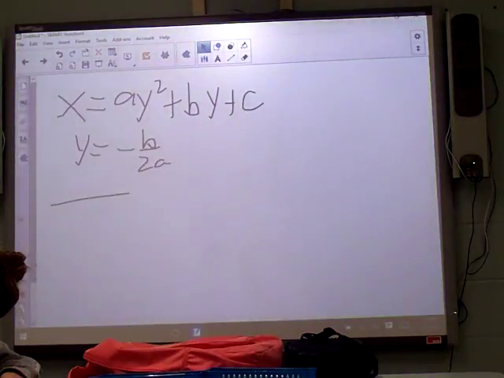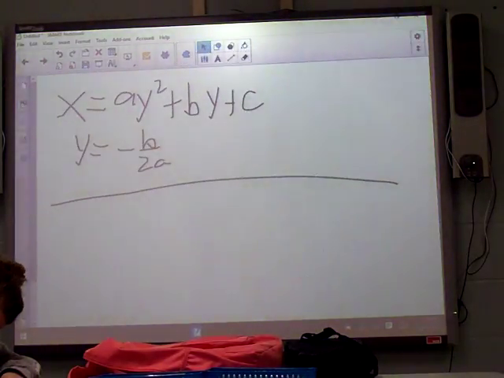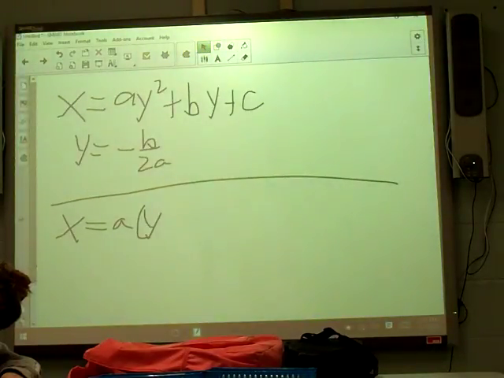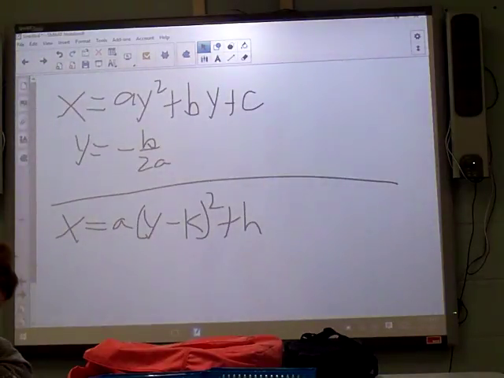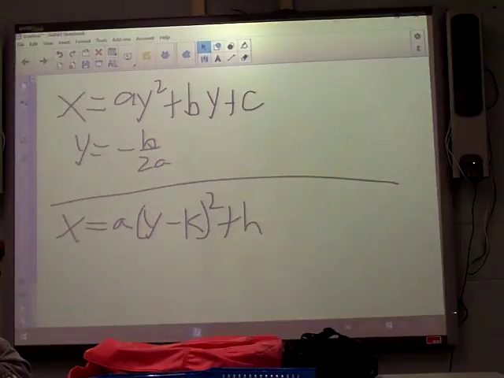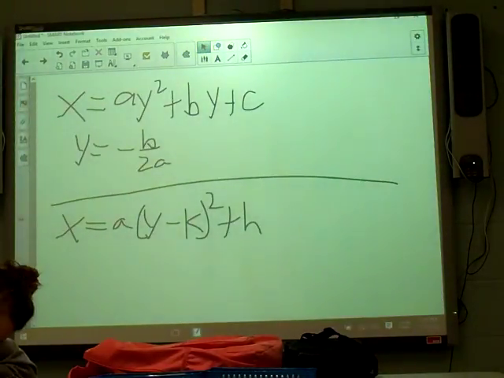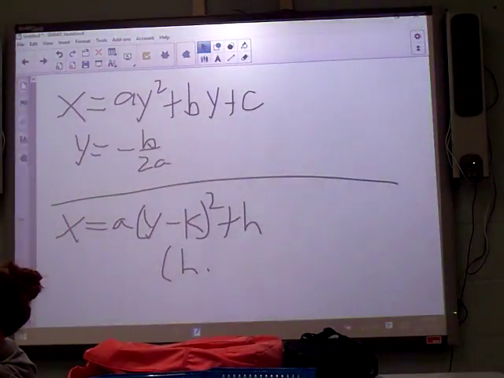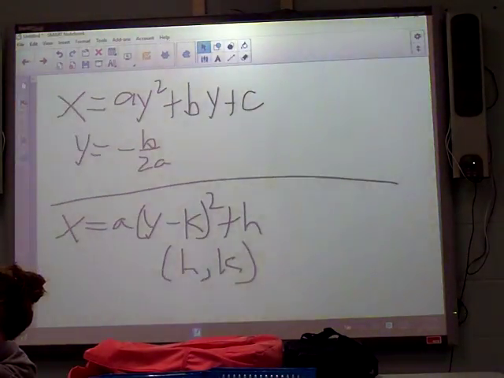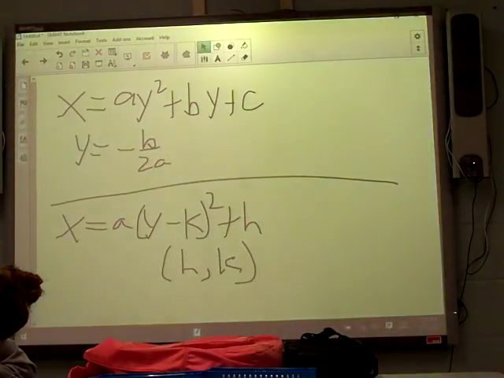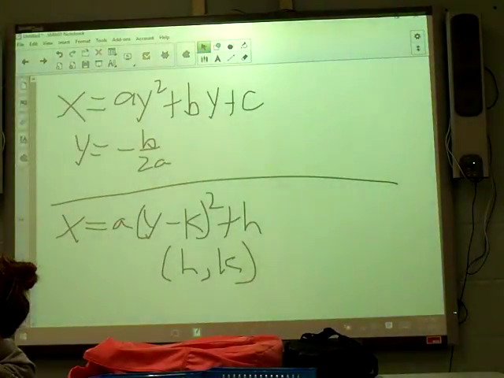So then when we get the vertex form, it'll be x equals a times y minus k squared plus h. And our vertex on this will be the same thing with the opposite signs, but look where the k is. See, it's flipped them. So when you write it, it's still hk, but you're getting them from different places. They flip-flopped them.